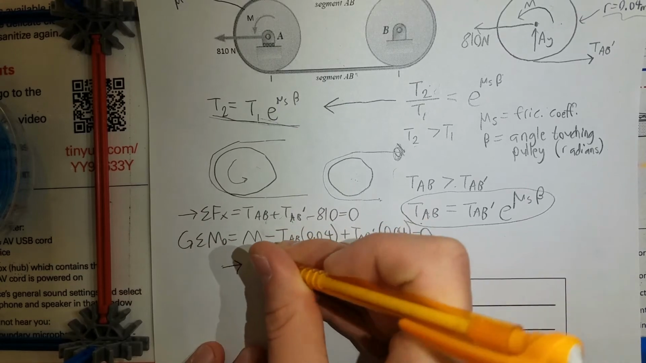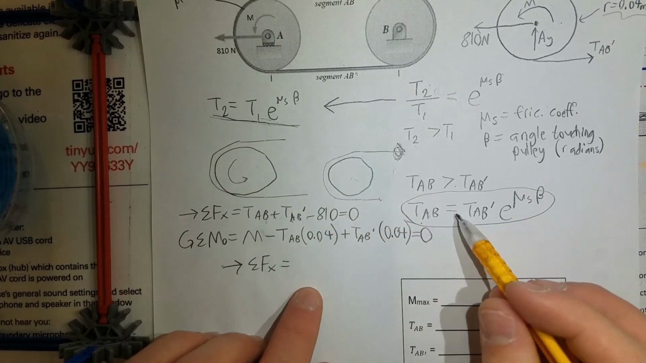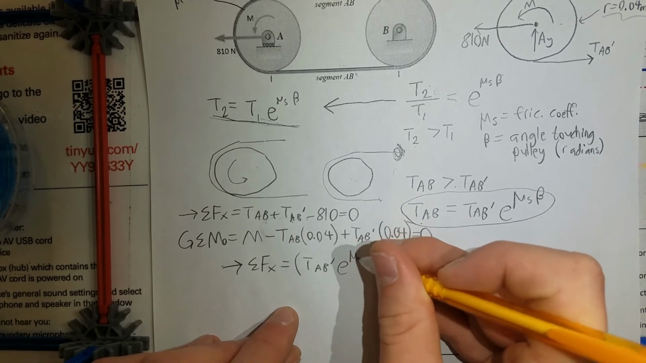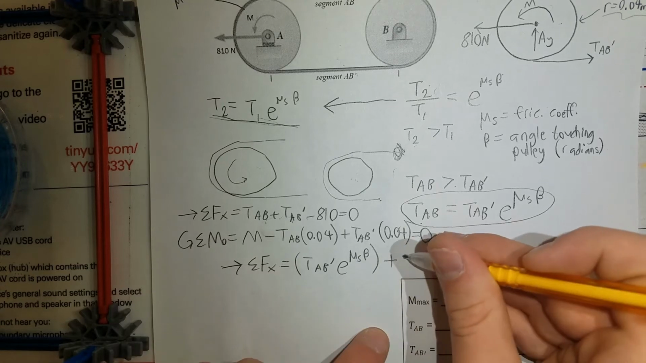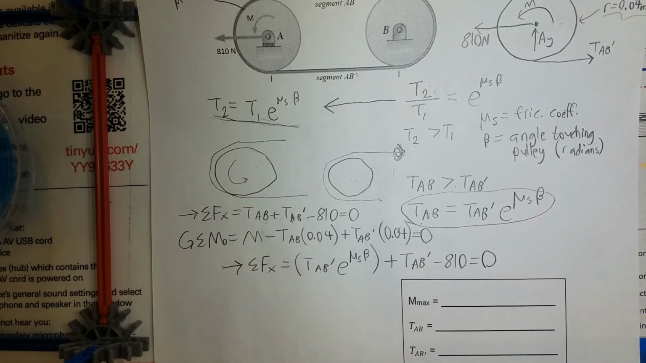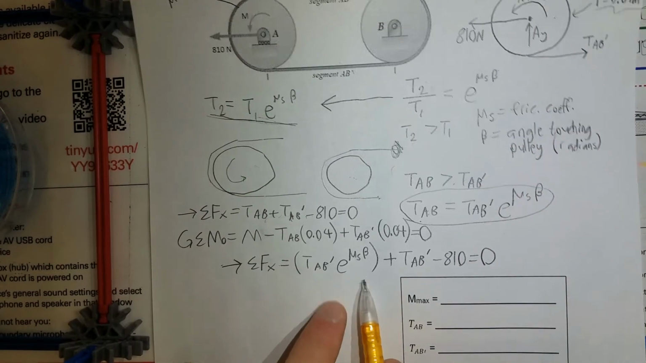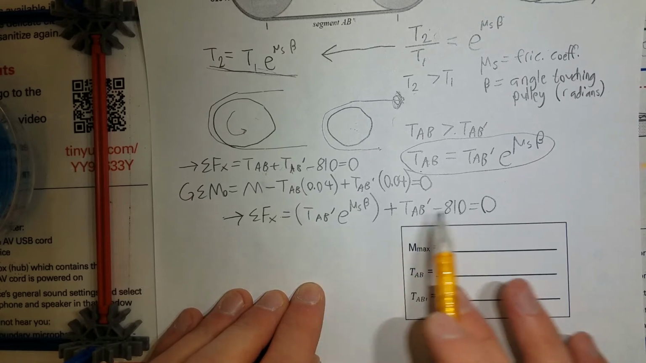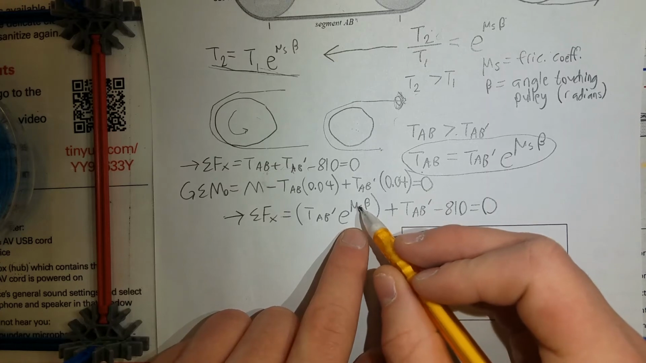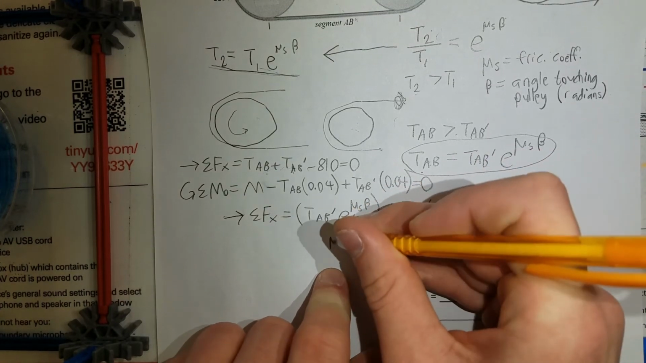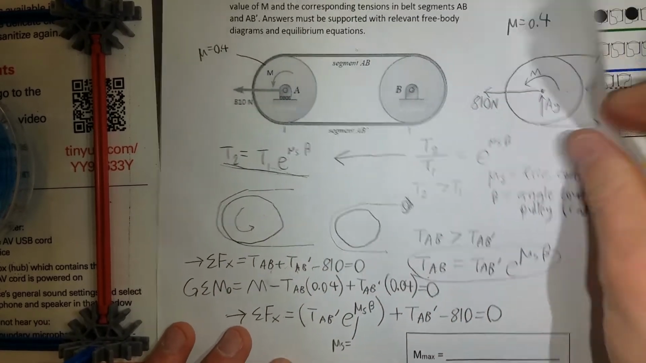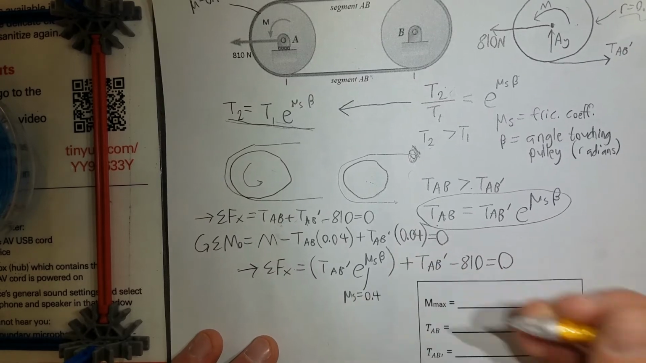And so rewriting that, we get the sum of the forces in the x is equal to TAB prime times e^(mu_s beta) plus TAB prime minus 810 is equal to 0. Okay, and doing that, we can go ahead and solve for TAB, knowing what these values are. Now, it's important that we take a look at what these exponents of e would be. And so mu s was given to us up above. They gave it to us as 0.4. So that one's pretty straightforward. Typically, they would give that to you in the problem.